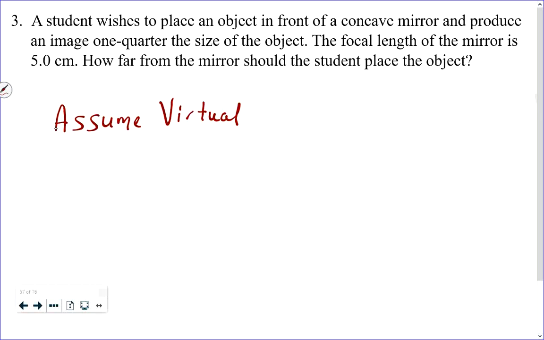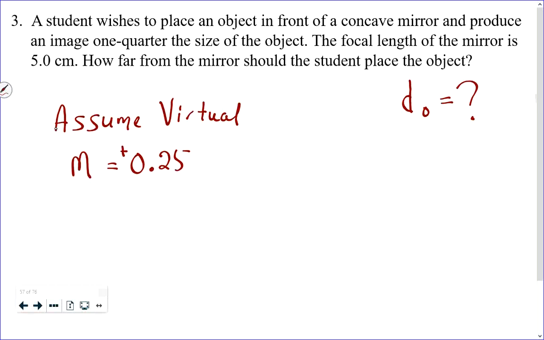The question is, if you want to have an image that is 1/4 the size of the object, how far in front of the mirror should we put the object? What this question is saying is, what does dO have to be to get an image that's 1/4 the size of the object? Let's assume it's virtual, and let's see what happens. If it's virtual, the magnification is positive 0.25. And you're not writing this down, because I'll tell you right now it's not virtual.